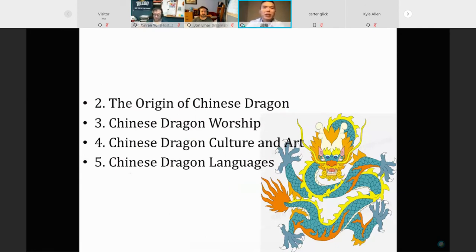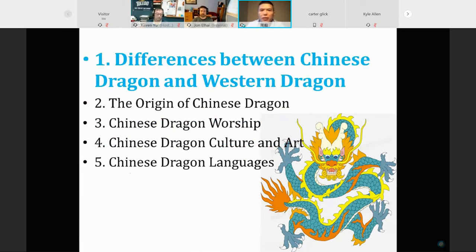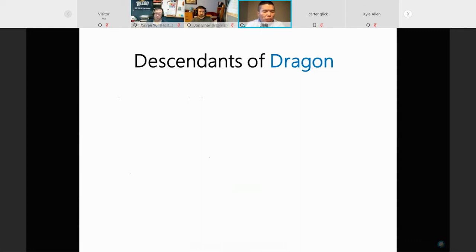We always say there are 5 elements in this world in Chinese culture. So I'm going to make 5 parts of our lecture today. The first part will be the blue part. I'm going to talk about differences between Chinese dragon and Western dragon. And before we talk about differences, how about we see some similarities?